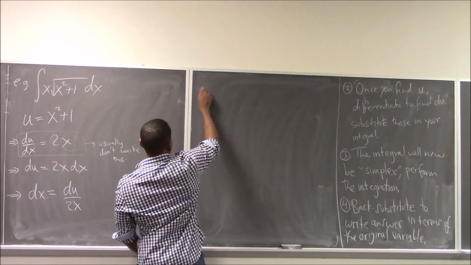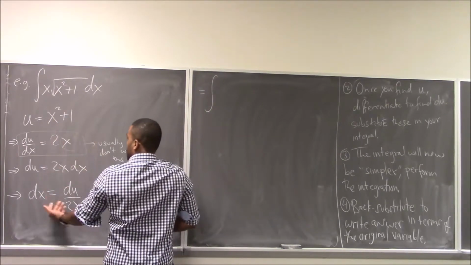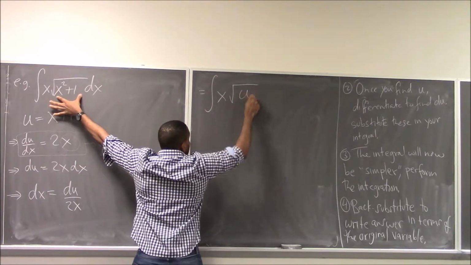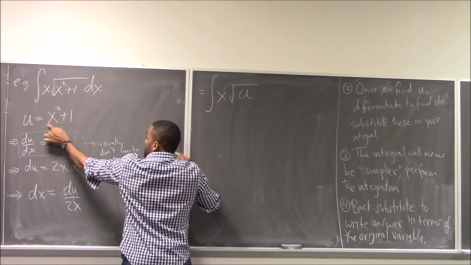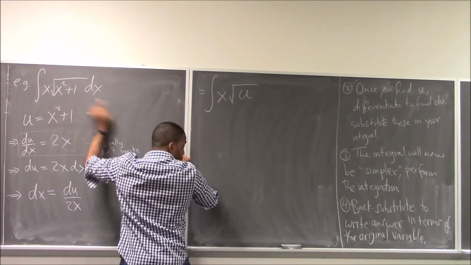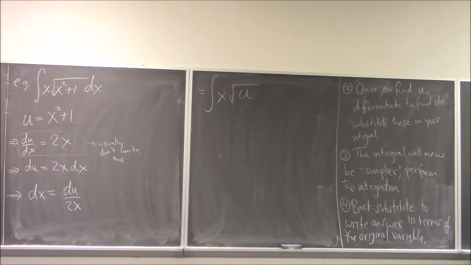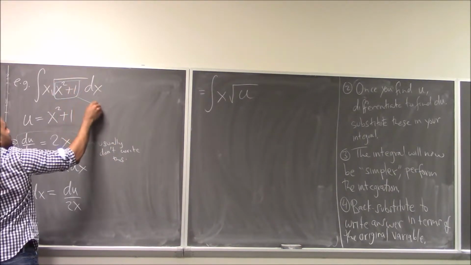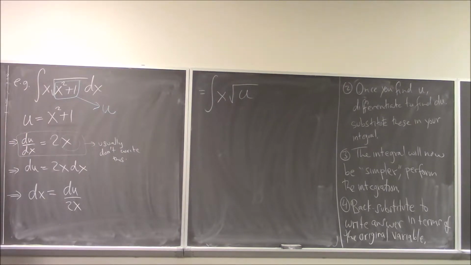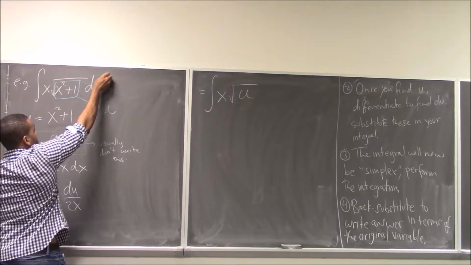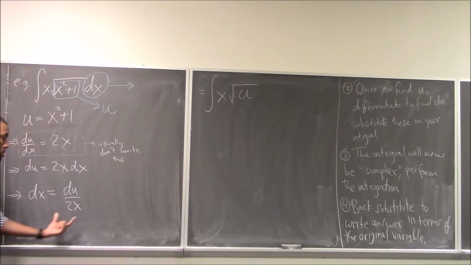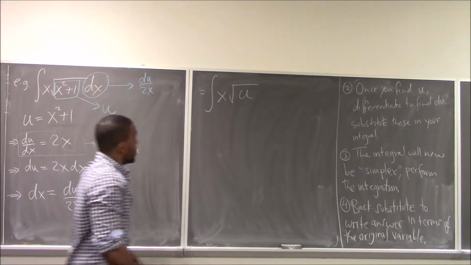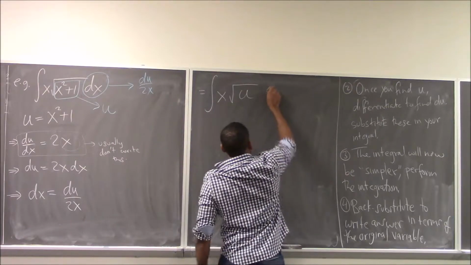So now I start to swap things out. The x I didn't change, so I'm going to leave that. But what's under the square root is now u, right? Because my u is the x squared plus 1. So my x squared plus 1, I'm going to replace with u. This part here is u. Also, the dx part, this part here, is now du over 2x. And so instead of writing dx, I'm going to write du over 2x.